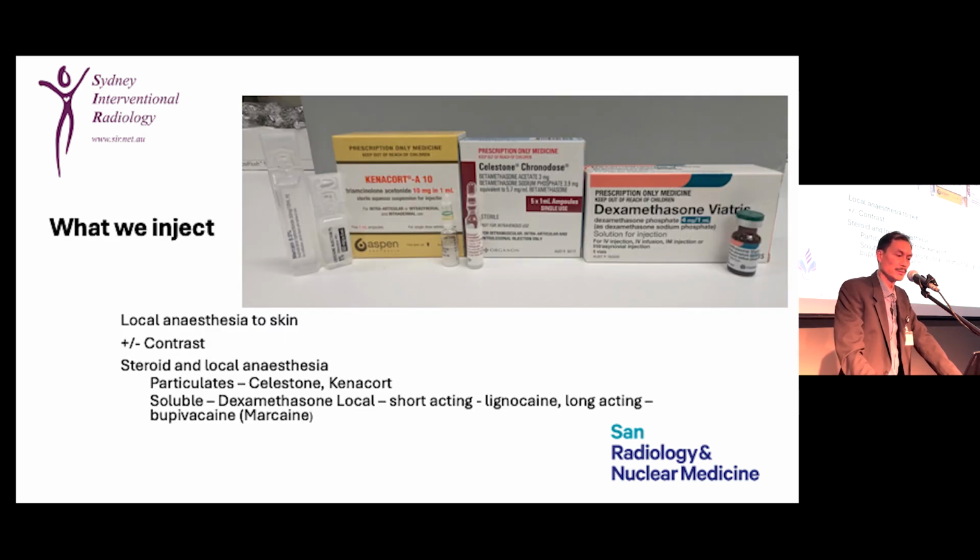So what do we inject? So this is our cocktail of medication. Basically, we give local anesthetic to the skin, then we give a little bit of contrast, usually, to confirm our needle placement, whether we're at the nerve root or within the joint space. Then usually a mixture of corticosteroid, which can either be particulate or non-particulate, some people call them crystalline or microcrystalline, mixed in with a local anesthetic, which can either be a long-acting anesthetic or a short-acting anesthetic. And most of this cocktail is variable depending upon the proceduralist.